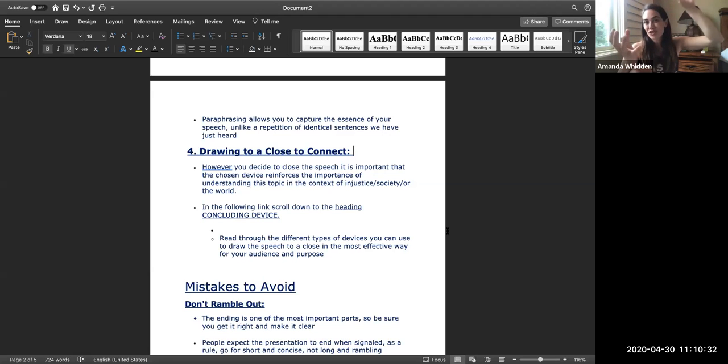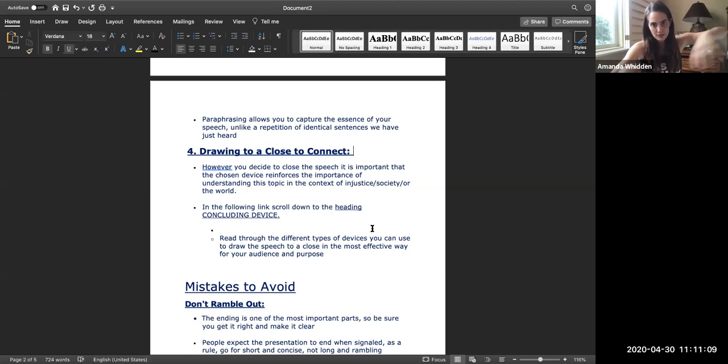Is there a general idea or a value or a belief that was stated in your attention getter? Feel free to use that same kind of way to close out the speech, to pull it into a bow, to draw it back home, to let us see that this is all how it's come together and ended. So like I said, if you can't draw back to that attention getter specifically, make sure that it is simply a device that reinforces the importance or the understanding of the topic in context of like injustice, or maybe in society or in the world.